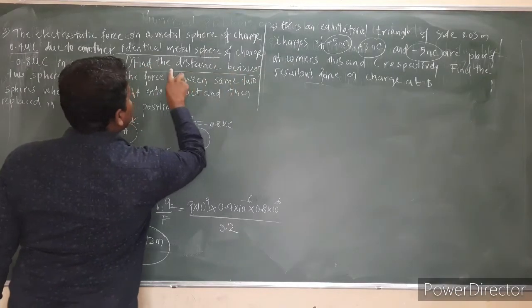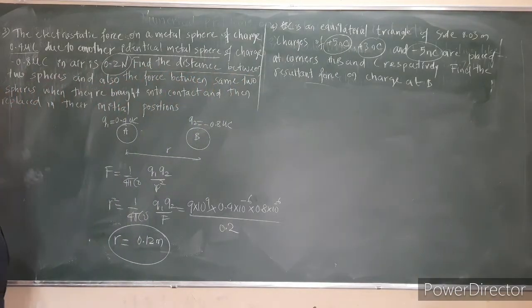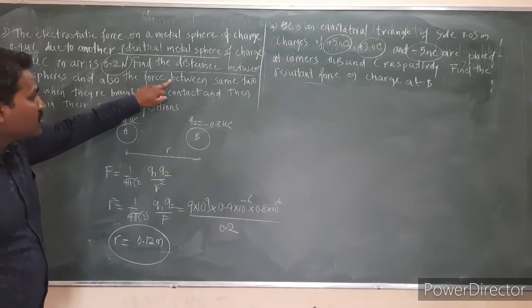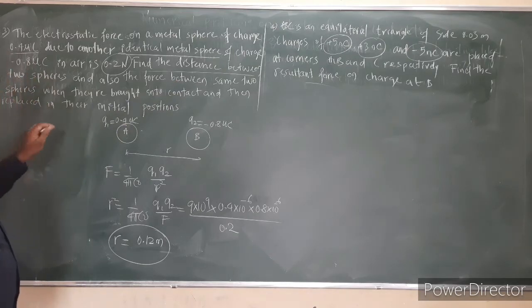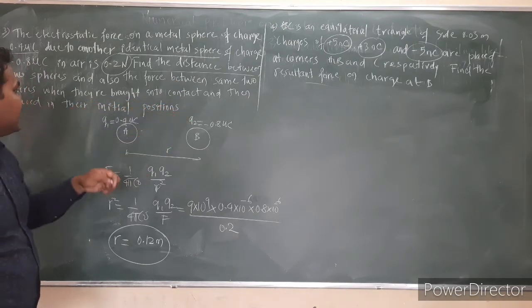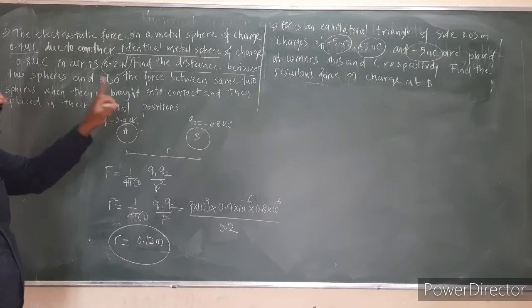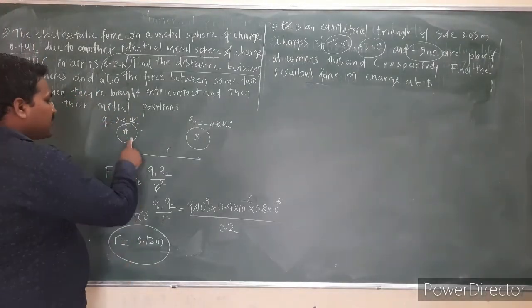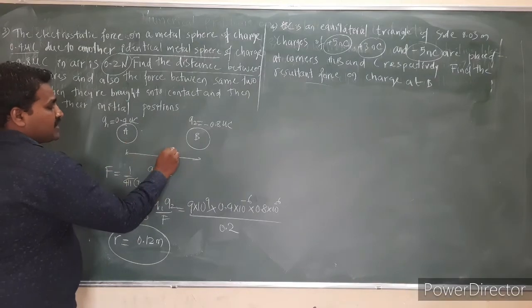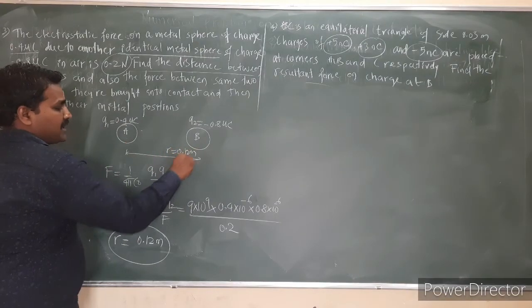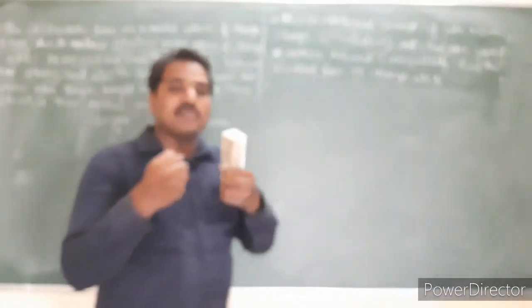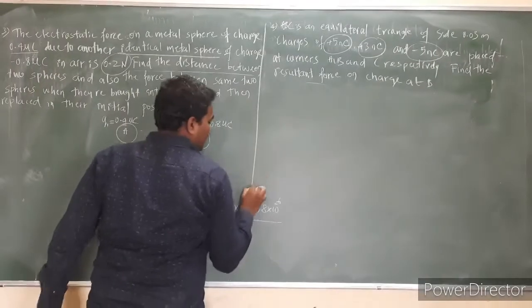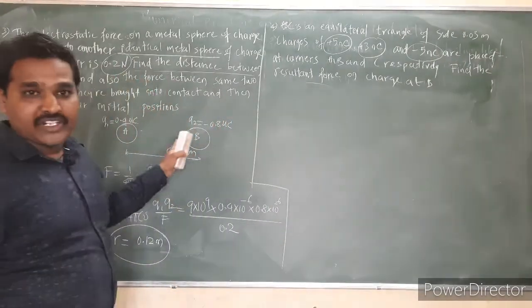They have asked to find the distance between the two spheres. Then the second part is something different: also the force between the same two charges when they are brought into contact and then replaced in their initial positions. Initially the metal spheres were at a distance r, which is 0.12 meters. What they have done is bring both metal spheres into contact with each other.